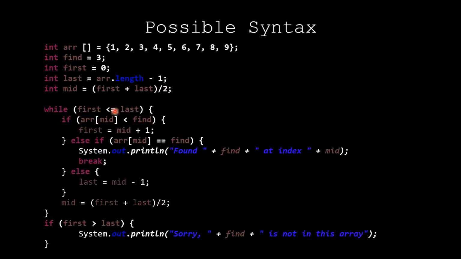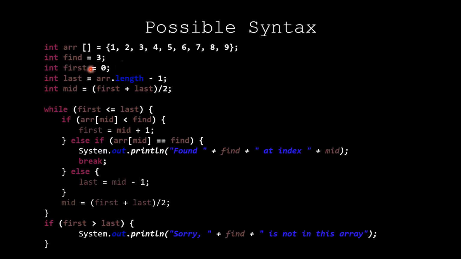So this is a possible syntax, and yes, the syntax is in Java. So first we're going to declare an array. If you're using this in a real world example, for example, let's say you're trying to find a contact, then you might already have the array declared somewhere else. But for right now, we're going to say that this is our array. Let's say that we're trying to find the value 3.